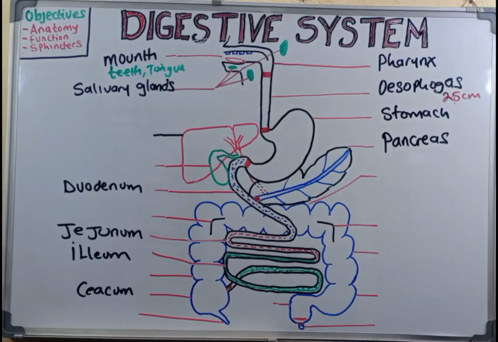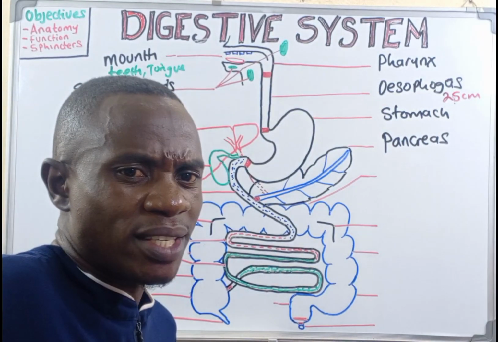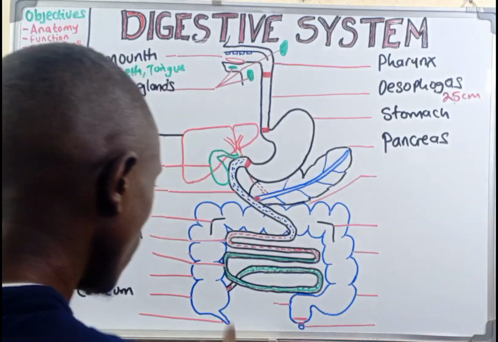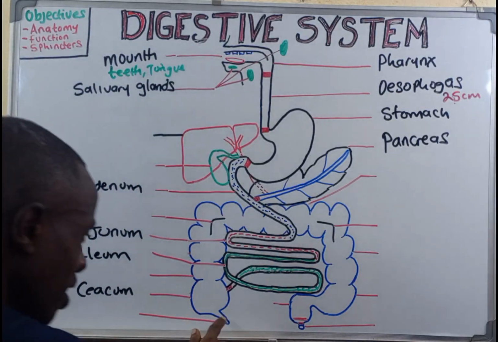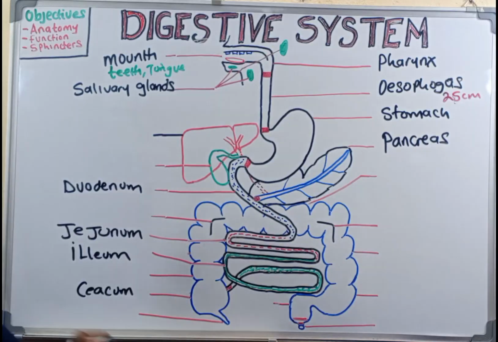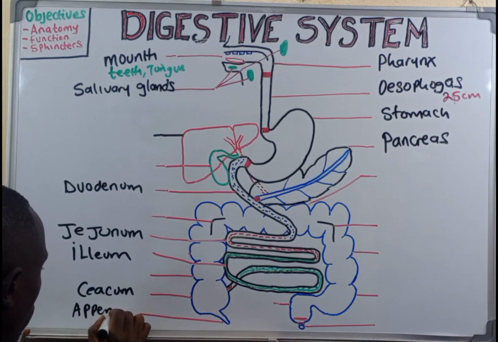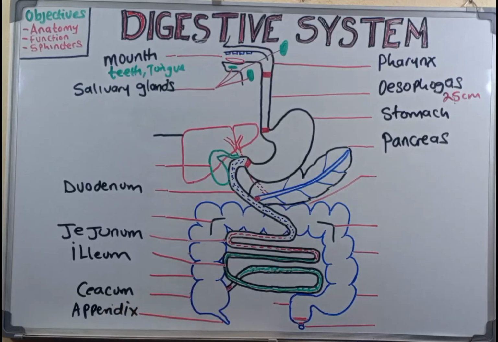Now the cecum is going to have a finger-like projection structure just inferior to it. You know how this structure is called? This finger-like structure, which is part of the cecum, is what we call the appendix.